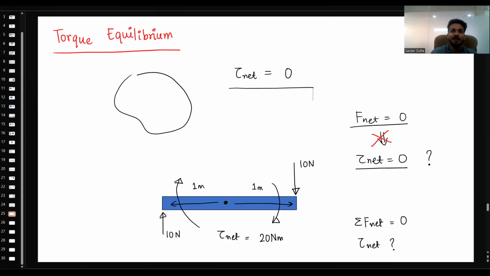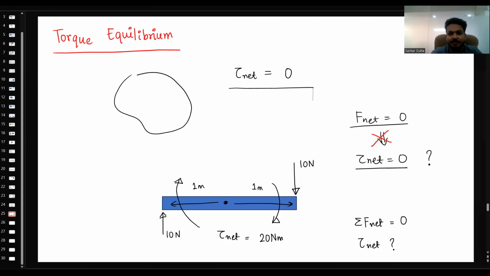Can you give me an example when net torque is zero, but net force is not zero? Like you have rotational equilibrium or torque equilibrium, but you don't have force equilibrium. Can you give me a situation, an example like that? Think of this. This is not that difficult, guys. Come on.